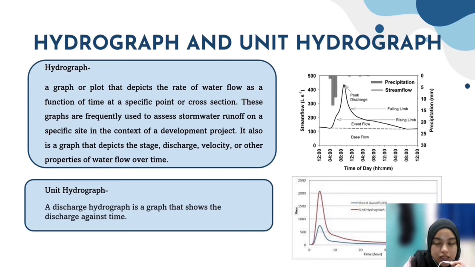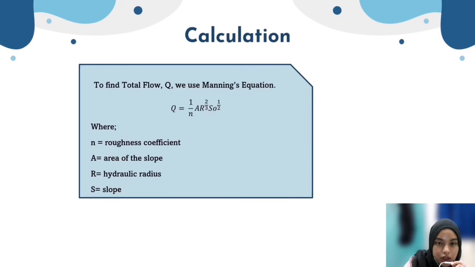On the right side is the graph for the hydrograph. For the next one, the unit hydrograph is a discharge hydrograph that shows the discharge against time. That is the graph for the unit hydrograph. Then for the calculation, we use Manning's equation to find the total flow, which is Q.